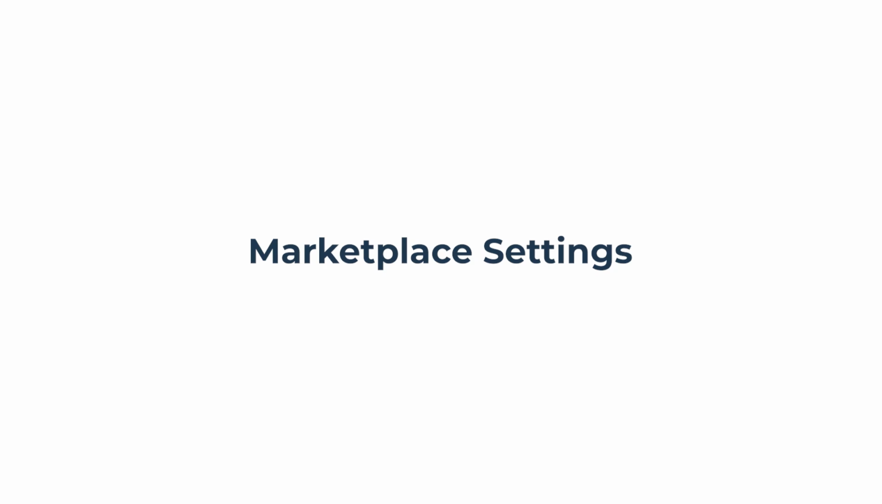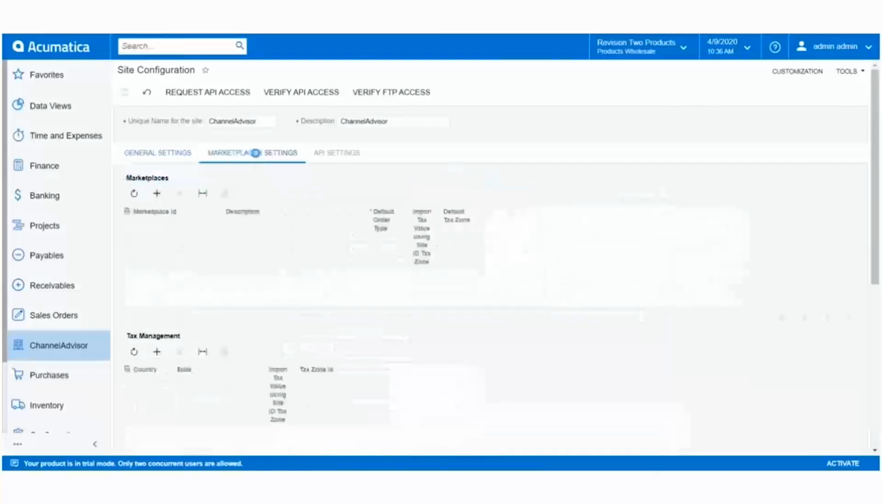Now we can make adjustments to Marketplace specific settings. At the top of the page, click the Marketplace Settings tab. This allows us to set specific Marketplace preferences that will override the default settings.